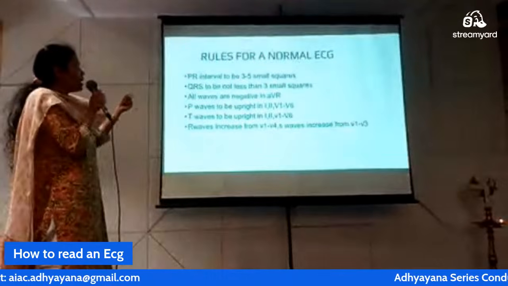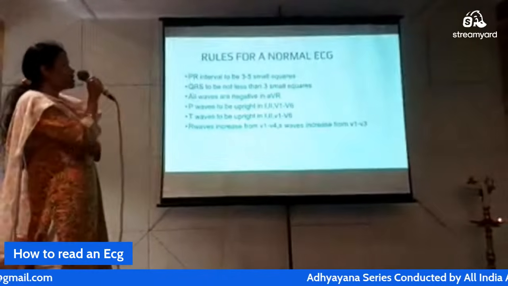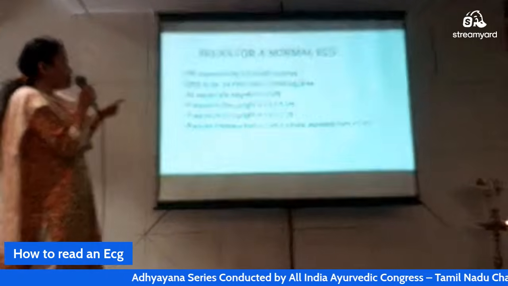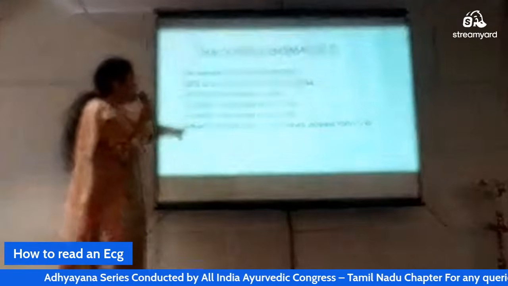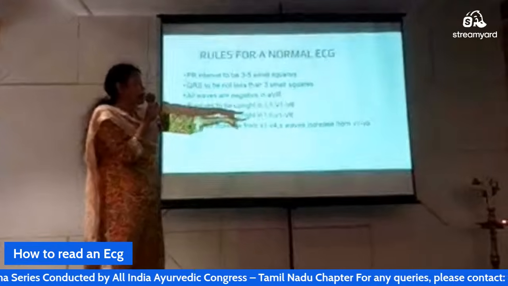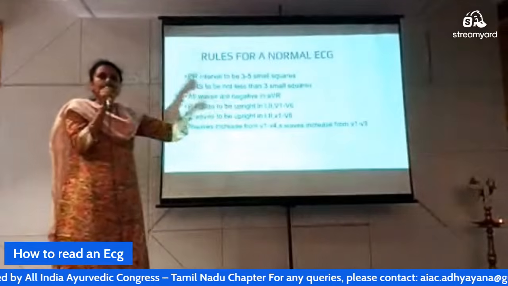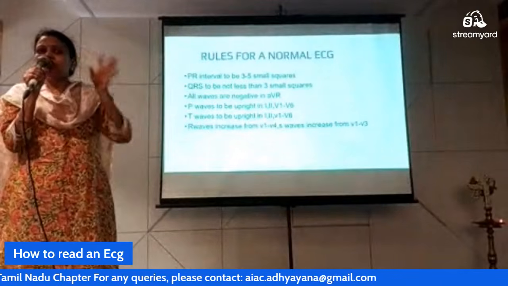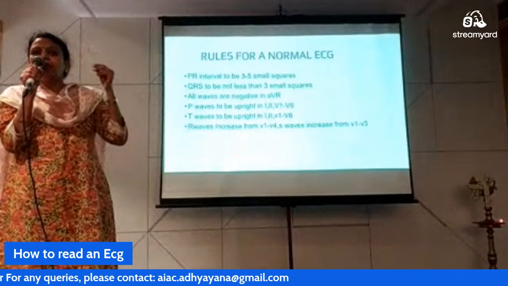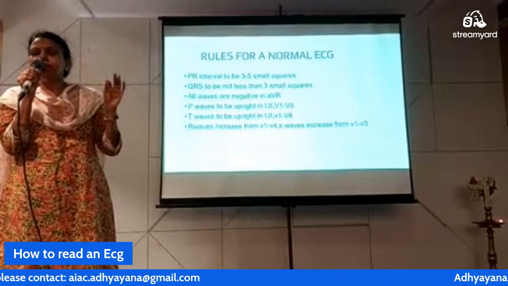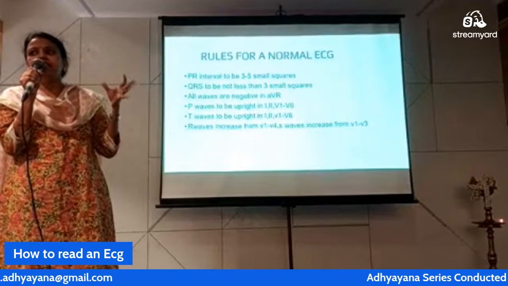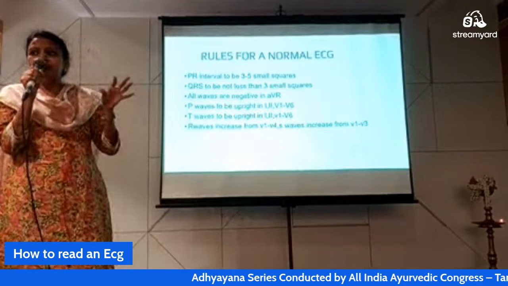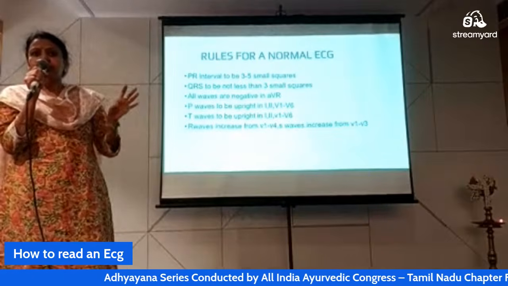So the rules, as I told you: the PR interval should be 3 to 5 small squares. The QRS should not be more than 3 small squares. All waves are negative in aVR. R waves increase from V1 to V4, and S waves increase from V1 to V3. And the Q wave should be very minimal or not there in lead 2, or mostly not there. A Q wave indicates myocardial ischemia, meaning the heart cells are dying, so a deep Q wave should not be seen in a normal ECG.